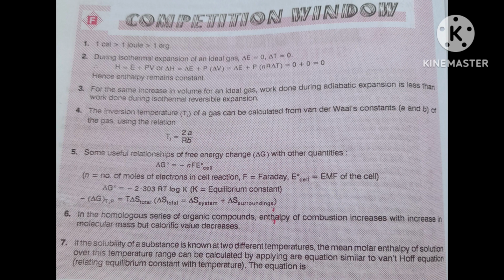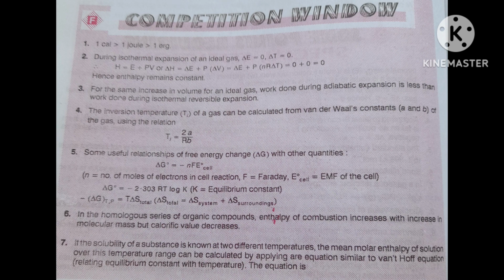Both small a and small b are van der Waals constants. Then the inversion temperature Ti can be calculated from the van der Waals constants of the gas. How? There is a relation, and this relation is very, very important. Ti is equal to 2a upon Rb.